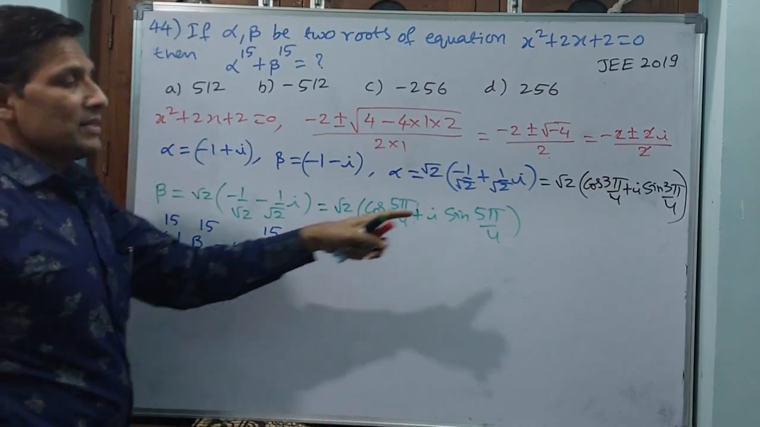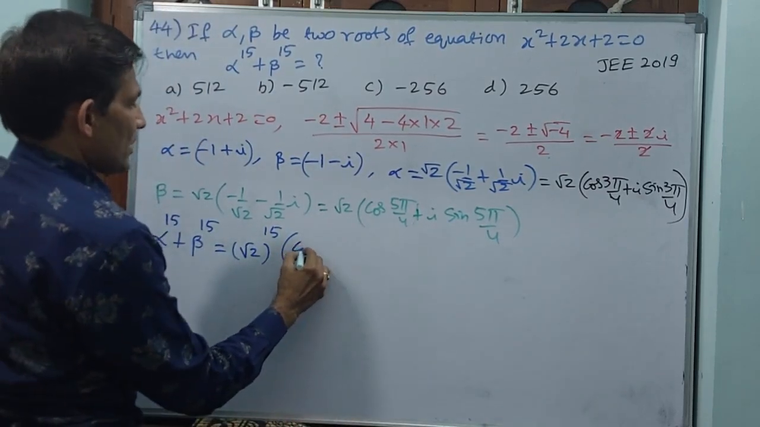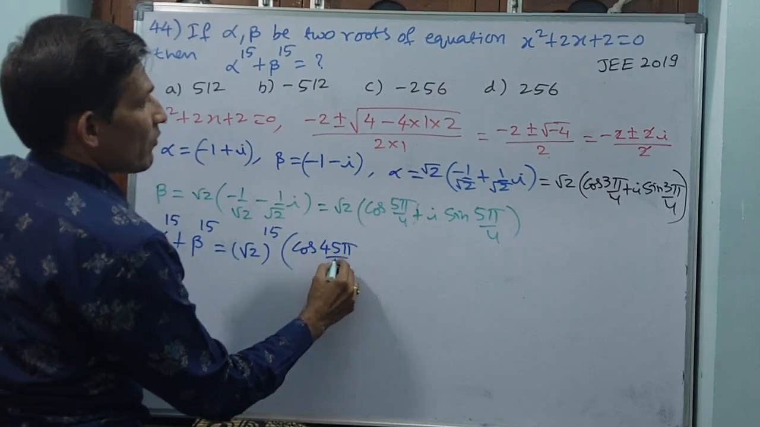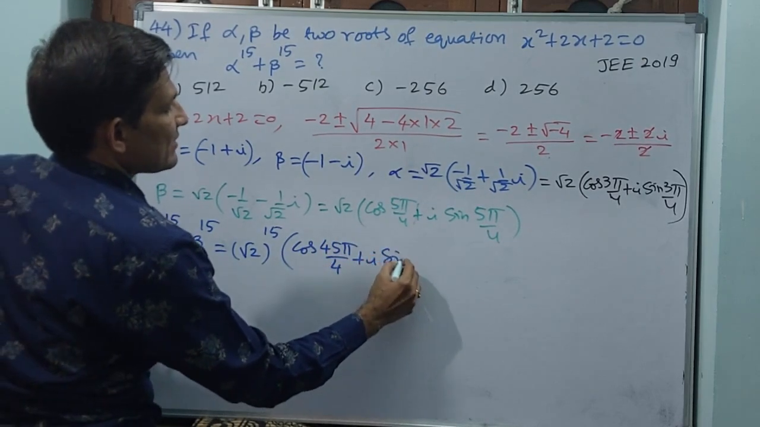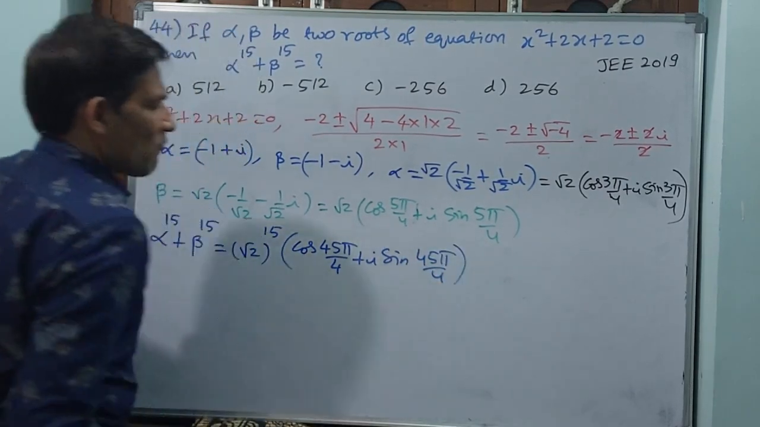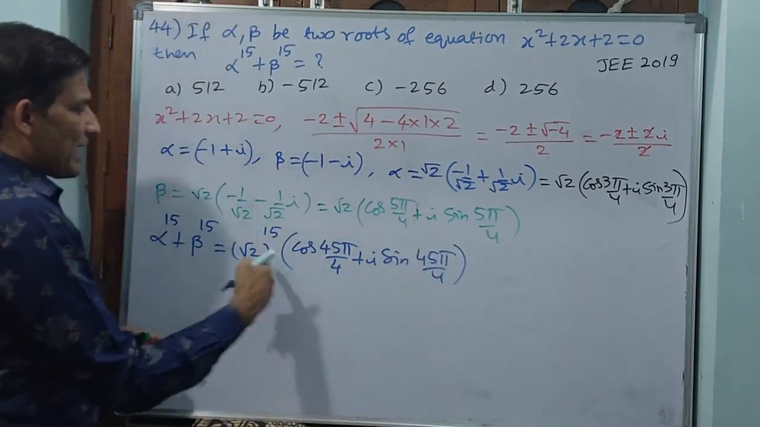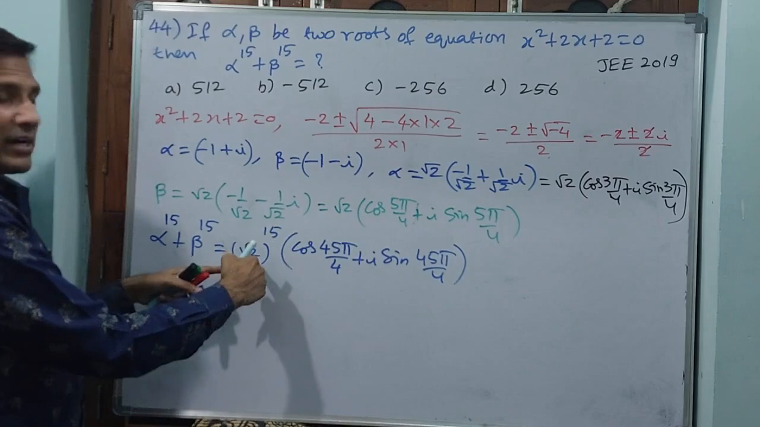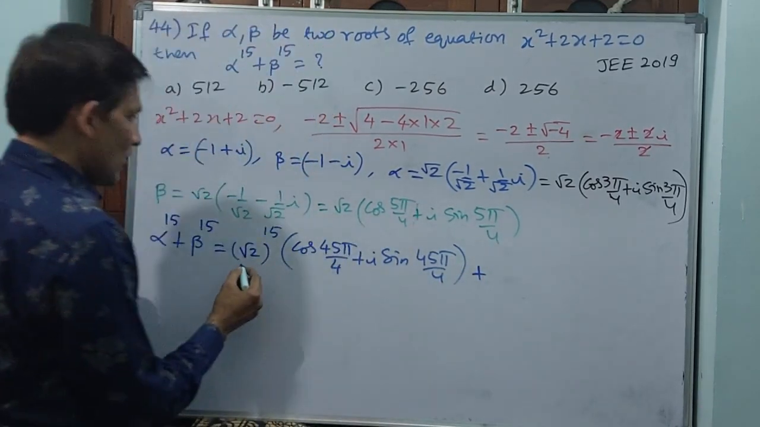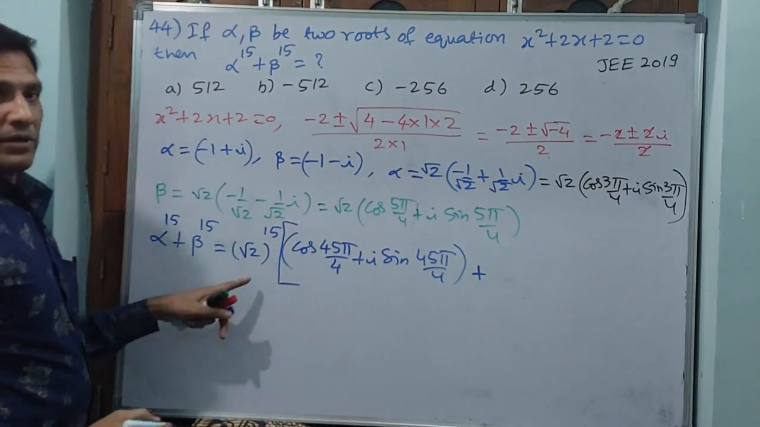Directly I am writing. Why? Because 15 into 3 is 45 by 4: cos 45 pi by 4 plus i sin 45 pi by 4. Okay, after that we will split this. Plus, because I have already applied the power 15, but here you cannot apply it to the constant. Plus here also, shall I take this common? Why? Because for both, root 2 outside is there. Okay, I am taking this as common.